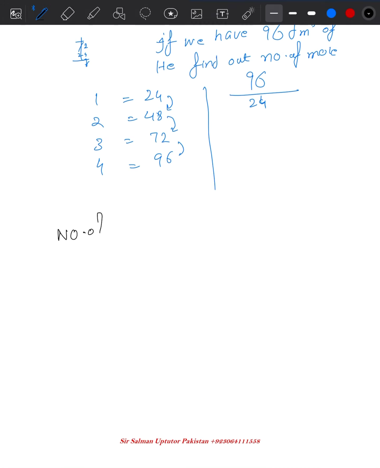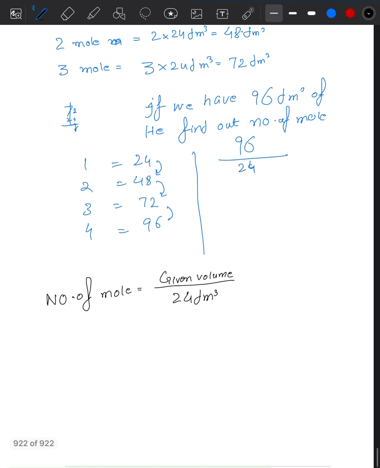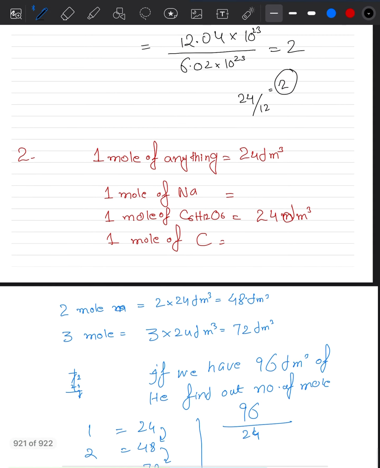Number of moles is equal to given volume divided by molar volume, or the 24 decimeter cube. So whatever the volume is given, you just need to divide it by 24 and you will get the number of moles. One thing you need to remember: 24 decimeter cube is also called molar volume.